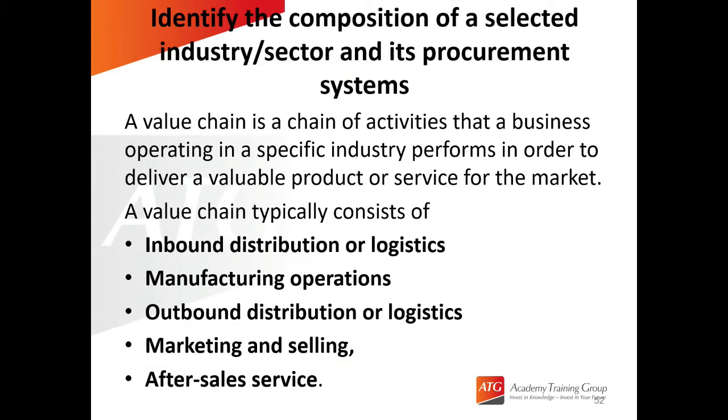All right, let's look at how you identify the composition of a selected industry sector and its procurement systems. A value chain is basically a chain of activities that a business operating in a specific industry performs in order to deliver a valuable product or a service for the market. A value chain typically consists of inbound distribution or logistics, manufacturing operations, outbound distribution or logistics, marketing and selling, as well as after-sales service.